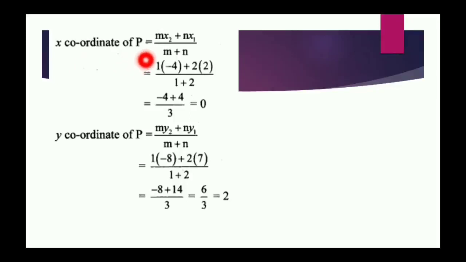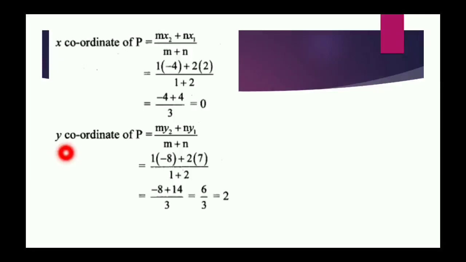So the coordinates of P: first we will find the coordinate of P, then we will find the coordinate of Q. The x coordinate of P is (m x2 + n x1) upon (m + n). We know the value of m is 1, n is 2, because we have just found the ratio in which the segment is divided, 1:2. So we substitute: 1 multiplied by minus 4, that is the x2 value, plus 2 multiplied by 2, that is the x1 value, upon 1 plus 2. Minus 4 plus 4 upon 3, that is 0 upon 3, which is 0.